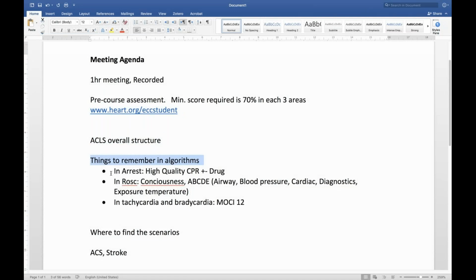If you are in arrest mode, high quality CPR plus or minus drug, that's your main thing that you will do. There will be shock or no shock; you will probably understand it when you see the rhythm. In ROSC, please remember it's consciousness, A, B, C, D, E, and it's the airway, breathing. I'll just change this one to breathing.